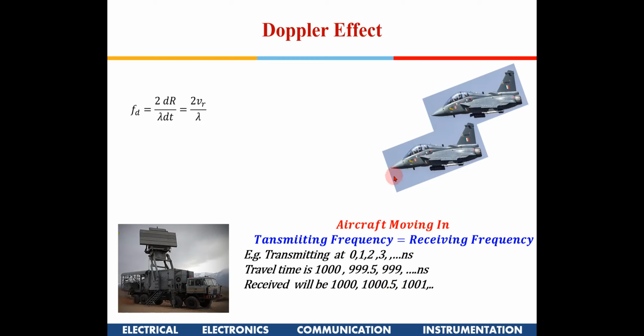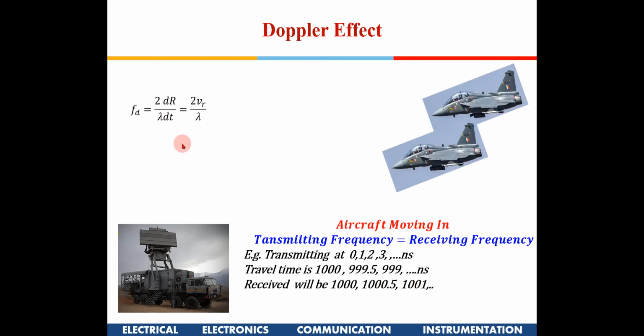Again the third pulse need not take 1000 nanoseconds to travel because the aircraft has moved further ahead. So the interval between received pulses will be less than 1 nanosecond, because the consecutive pulses have to travel less. So the received frequency will be higher than the transmitting frequency, and that is known as the Doppler shift.